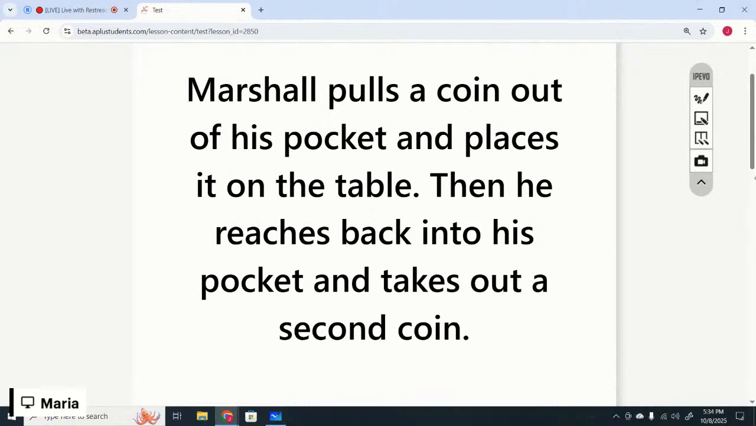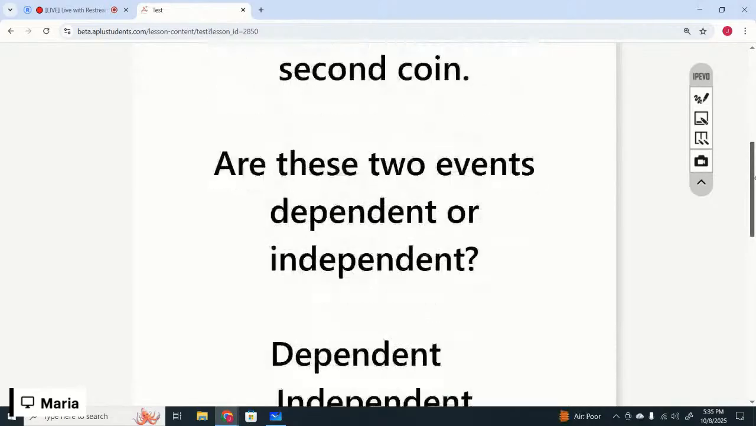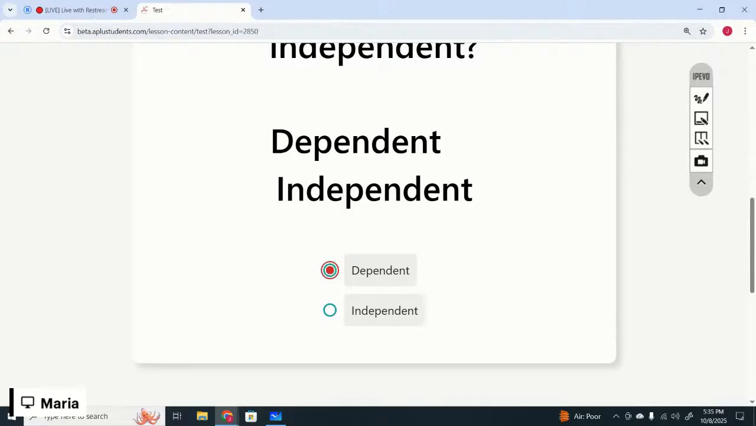Marshall pulls a coin out of his pocket and places it on the table. Then he reaches back into his pocket and takes out a second coin. Are these two events dependent or independent? For example, the first time he picks a coin, he has four coins in his pocket, and the second time he picks a coin, he has one less than the first time.